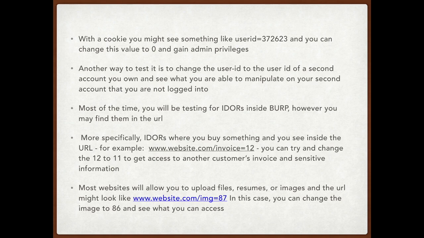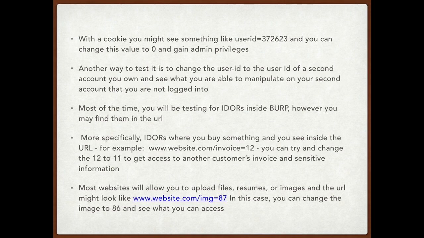And so when we're testing, we're going to be using Burp. This is going to be where we're at the most. Sometimes you will be able to see these in a URL. For example, if we have this example here, www.website.com, and let's say you have an invoice, you just purchased something, and it says your invoice number is 12. In a URL, you can just change this 12 to an 11 and see if you can access another customer's invoice. And if you could, this would be a sensitive information disclosure.